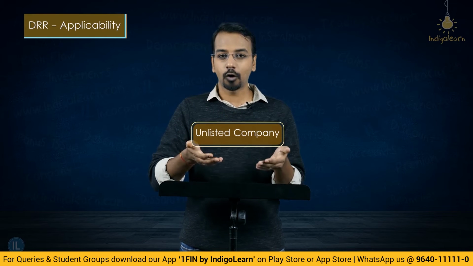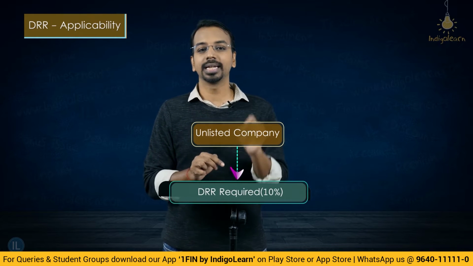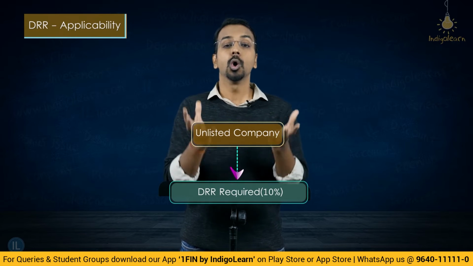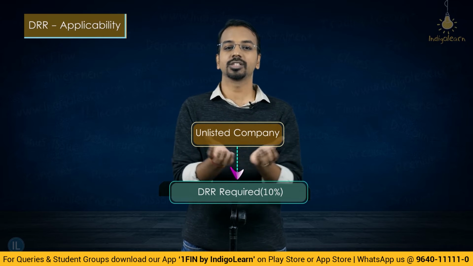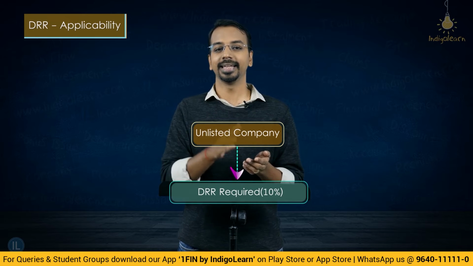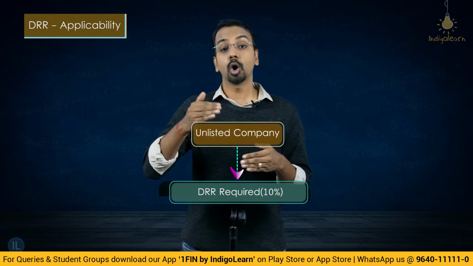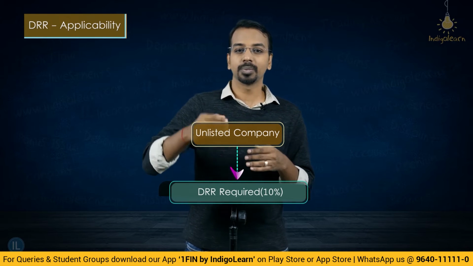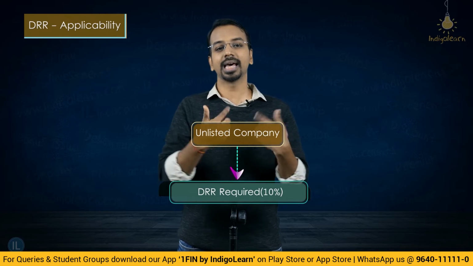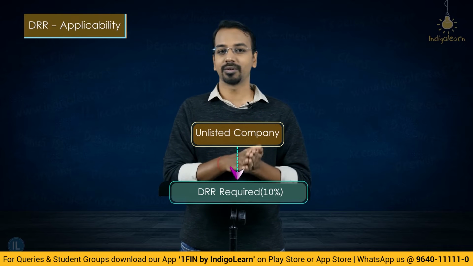If a company is an unlisted company and it does not fall into those banking and financial companies category that we discussed, then there is a requirement to create a debenture redemption reserve of 10%. So only the residuary category of unlisted companies is required to create DRR at the rate of 10%. Now if any unlisted company is making a public issue, then they have to get themselves listed. So once they are listed, there will be no requirement of DRR.